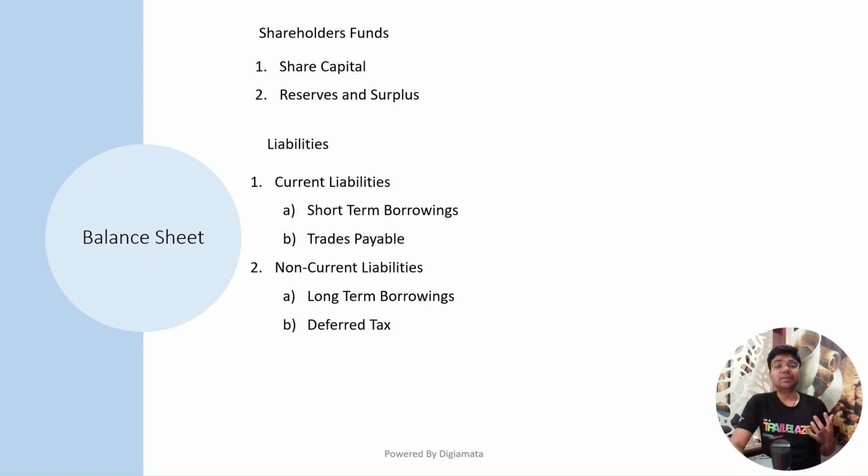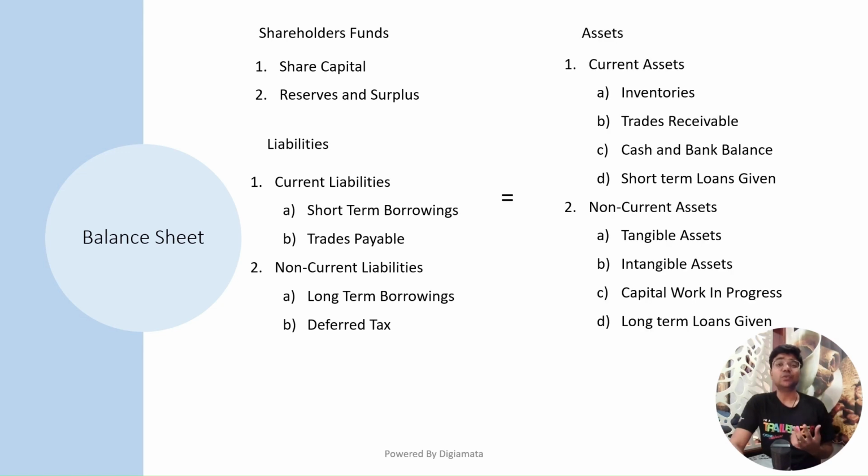Now, apart from liabilities, the second option is assets. Now, an asset is something that you own. Okay, it could be land, it could be machinery, it could be cash, it could be bonds, and a lot of other things. So assets are also broken down into current assets and non-current assets. So current assets are something which can be converted into cash or cash equivalents within a year.